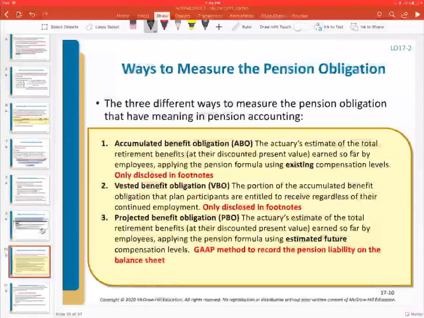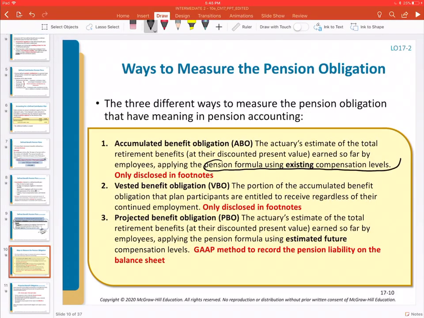So there are different ways that we can go about measuring this pension obligation. The first way listed is called the accumulated benefit obligation. And what this essentially is, is an estimate of the total retirement benefits that the employees have earned so far. But the most important part of this is that the formula that is used to calculate what those benefits are only uses existing compensation levels. So it's not looking at what the employee will make in their final year of retirement.